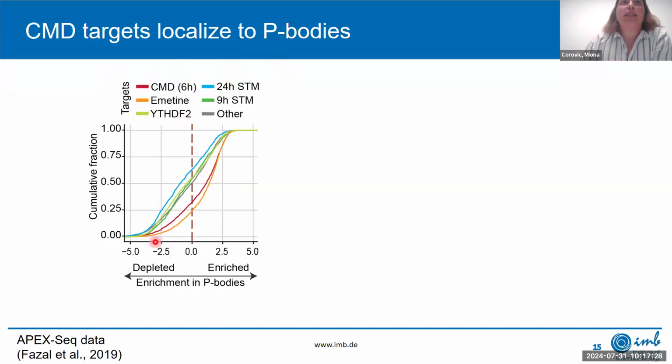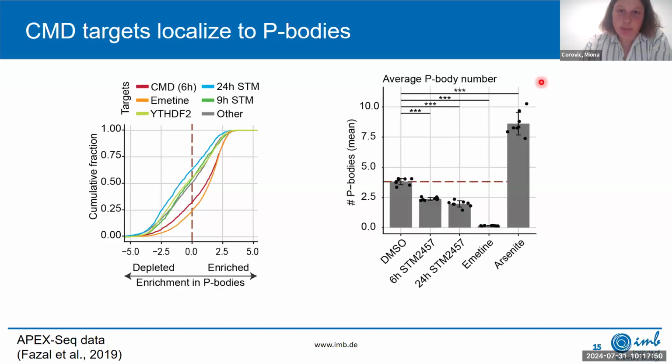And as you can see here in red and orange, the targets of the CDS from the M6A depletion for 6 hours and from Ametin were strongly enriched in the P-bodies. And in order to look at this in more detail, we also performed a microscopy experiment where we did immunofluorescence staining for the P-bodies using DCP1A marker.